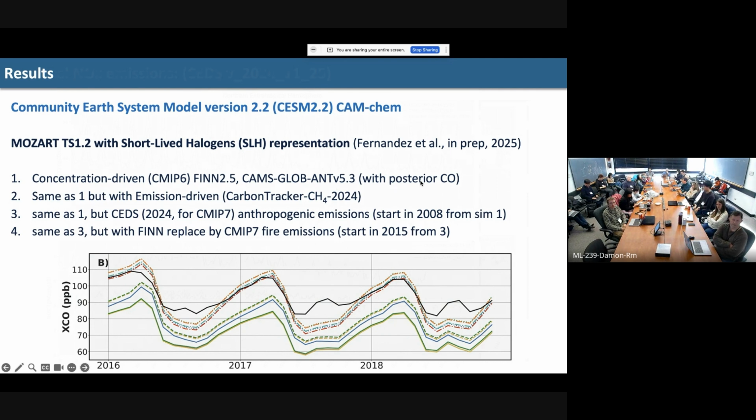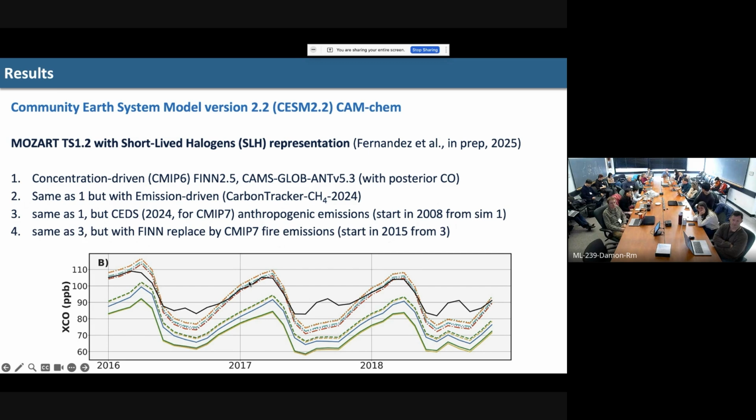And CAMS with the update to CO that I was just showing. Then I did the same as simulation 1, but with emission-driven methane from CarbonTracker NOAA. And then adding those 2 new simulations, one with CEDS 2024 for anthropogenic emissions only, that starts in 2008, branched from simulation 1. And then really like the last couple of days, I could get the fire emissions running, and I just did 3 years starting in 2015, but also including anthropogenic emissions, so it's comparable to simulation number 3.